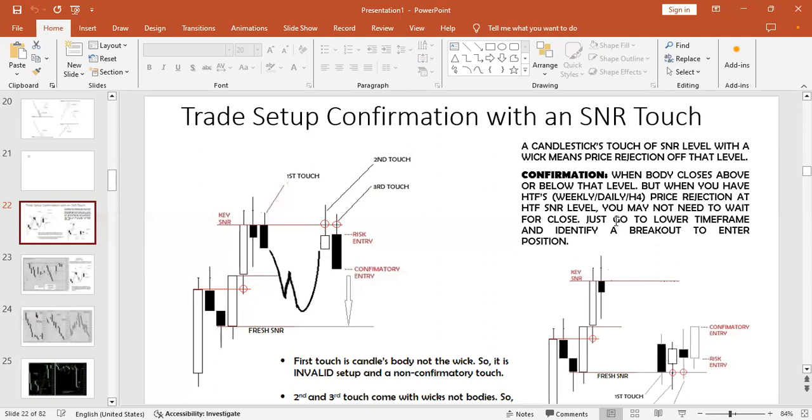Then I told you that if you are going to take any touch, you should look for the wick of a candle, not the body. The wick of a candle is what validates a miss. It's what validates your SNR. Please take note of that.